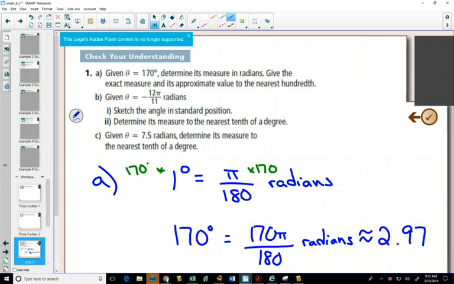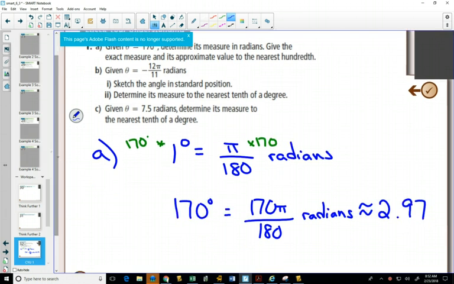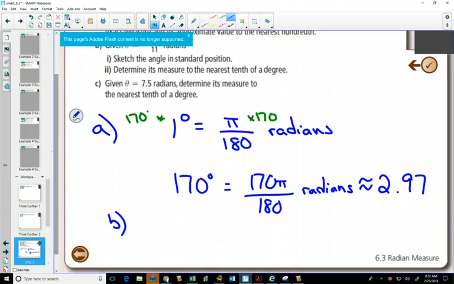Maybe that helps you imagine that angle. Probably not yet. So again, we'll do a bunch of activities and questions that get you used to working with radians. Part B, now we have something in radians. We have negative 12 pi over 11 radians.